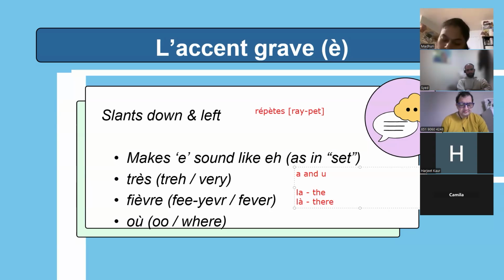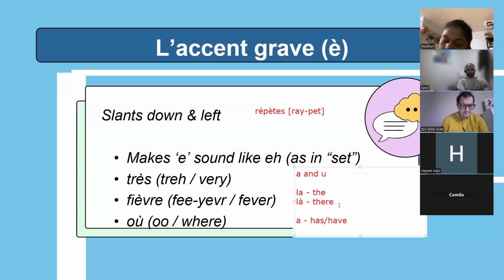So what is it doing over here? It's not changing the pronunciation. This is pronounced as la, and this one is also pronounced as la. There's no change in the pronunciation, but there is a change in the meaning. Another example, a translates as has or have in English. But if I put an accent, à, it becomes to or at in English. But the pronunciation of both the A's in French is the same. It's not changing the pronunciation, just the meaning.